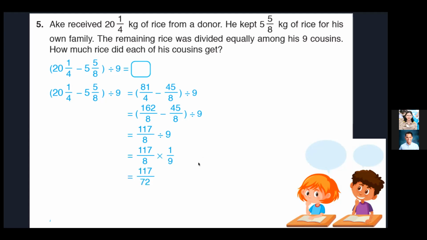Okay, so how will you change that? 117 over 72. Change to mixed number. The answer is 1 and 5/8. That means each of his cousins got 1 and 5/8 kilograms of rice.